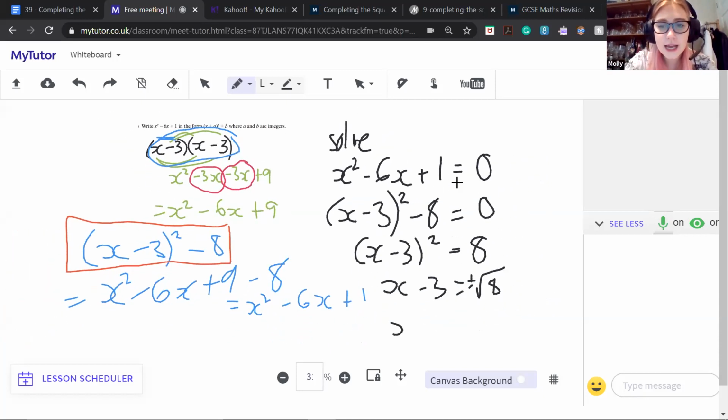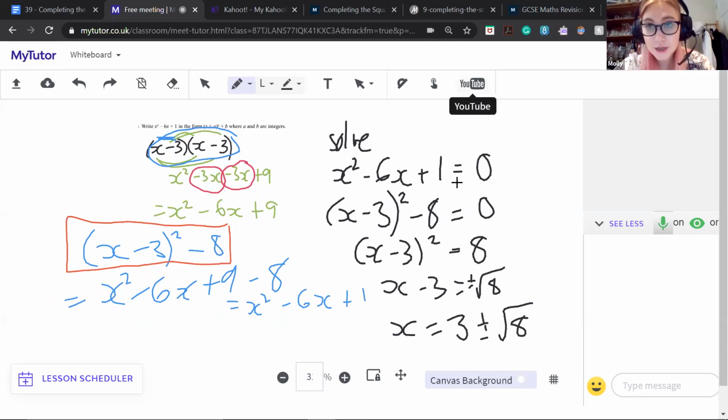And then we just add 3 to both sides. So x is 3 plus or minus root 8. And then you can just pop this into your calculator, 3 plus root 8, 3 minus root 8, and there are your two solutions.